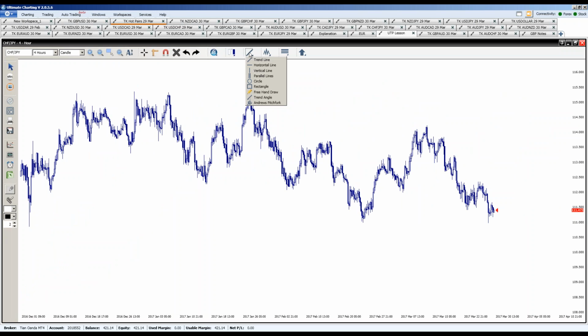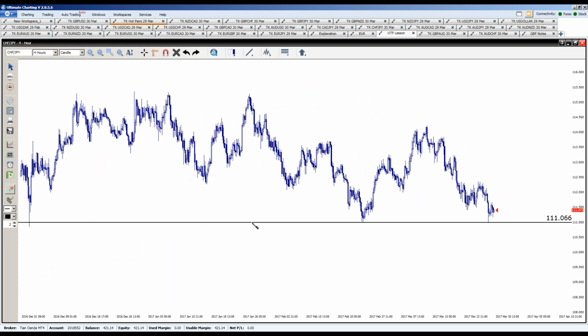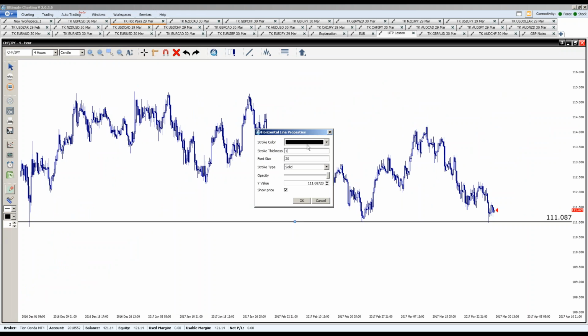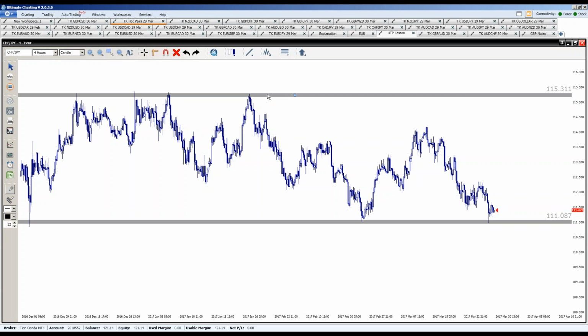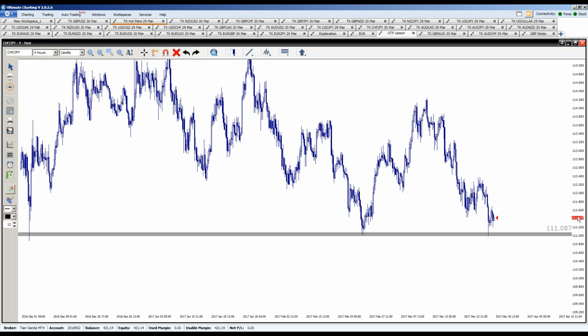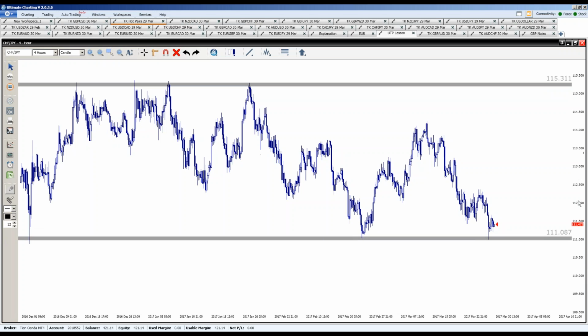There we go. Support, and resistance. And this is the range. Type of wire, yes, if you can see the range over here. Look at that.